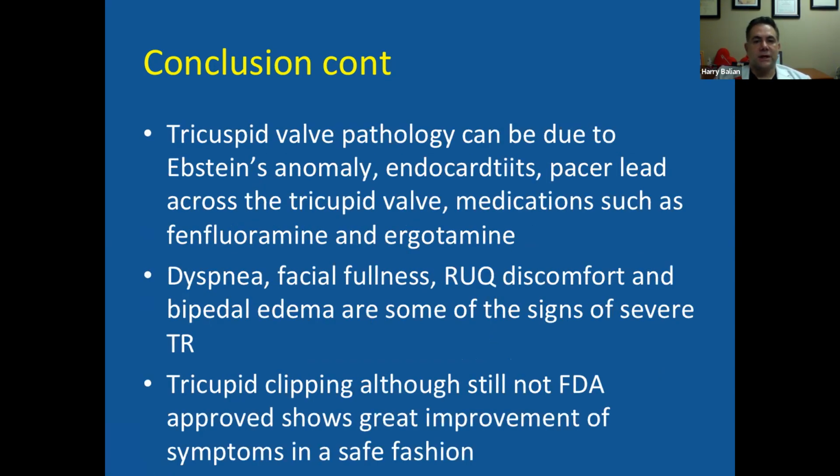Tricuspid valve pathology can be due to Ebstein's anomaly, endocarditis, pacer leads across the tricuspid valve, and medications such as fenfluramine and ergotamine. These are the diet pills in the 90s, that's fen. Dyspnea, facial fullness, right upper quadrant discomfort, and bipedal edema are some of the signs of severe TR. Tricuspid clipping, although not yet approved, shows greater improvement of symptoms in a safe fashion.